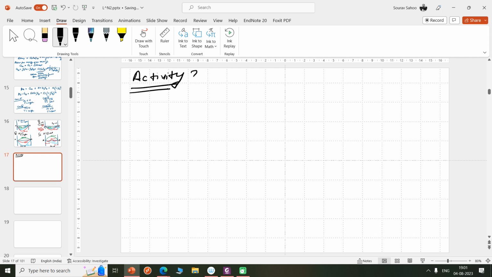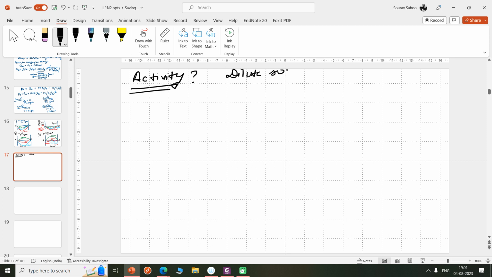Activity. Now what is activity? Activity in case of dilute solutions. Now what do you mean by dilute? When a solvent has some solute added in it, but the amount is very low, right? Then we call it a dilute solution. So in these dilute solution cases, whether or not the elements involved in the solution have a tendency to isolate, or have a tendency to go back into the solution, that is given by the activity of the elements. Okay.